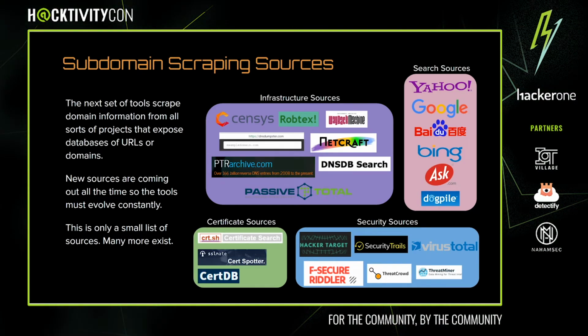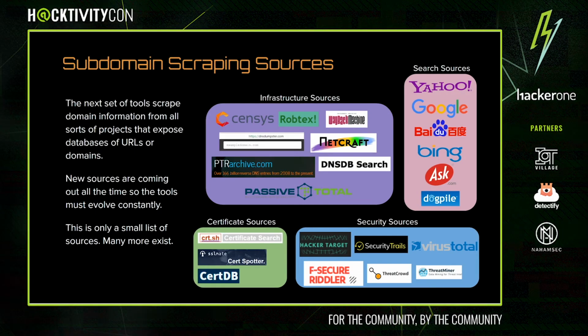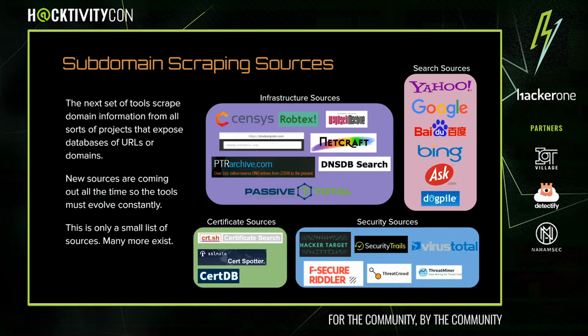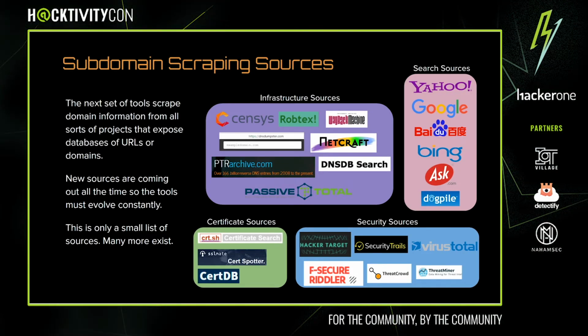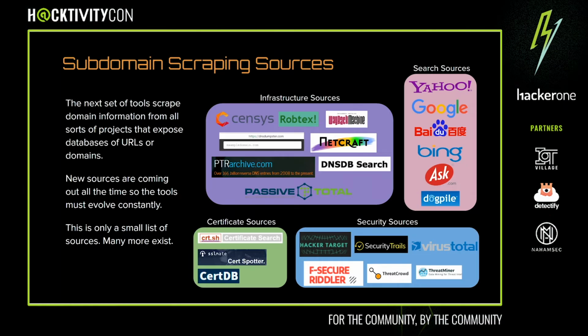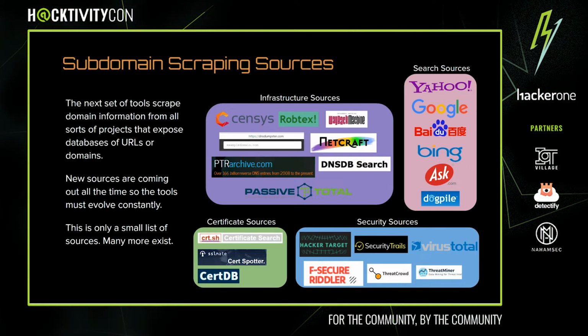And the tools that exist nowadays are probably only as good as their sources, right? I've listed some of the sources out there on the internet. Infrastructure sources are things like Census, Robtex, the Wayback Machine, DNS Dumpster, Netcraft, etc. You obviously know all the search engine sources. There's a whole bunch of certificate projects that have domain information in them, and then security projects which have domain information in them.